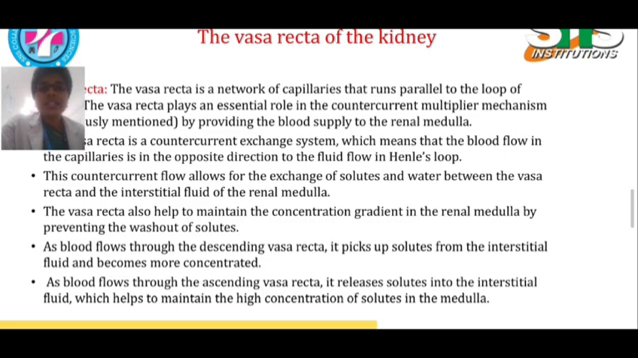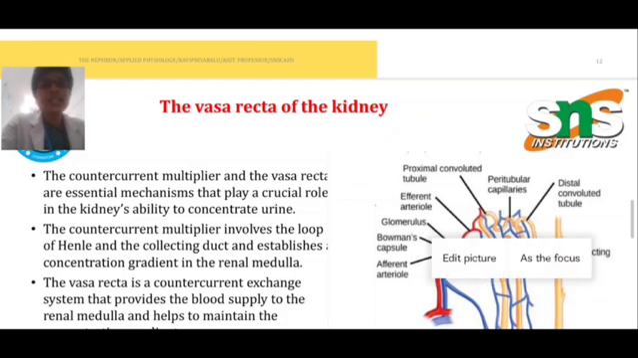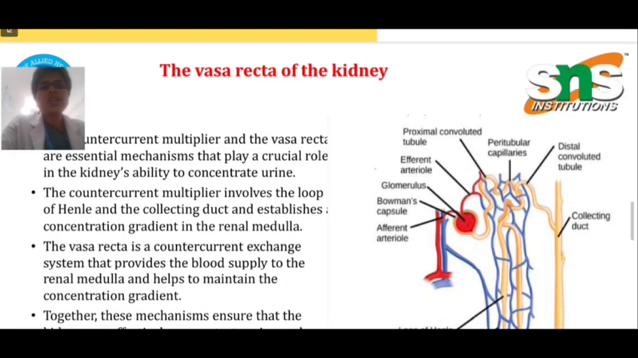Fluid exchanges occur in the interstitial fluid, so that the blood is more concentrated, and then blood flows through the ascending vasa recta. It releases the solute into the interstitial fluid, which helps to maintain a high solute concentration in the medulla. The countercurrent multiplier and vasa recta are essential mechanisms for the kidney's ability to concentrate urine.